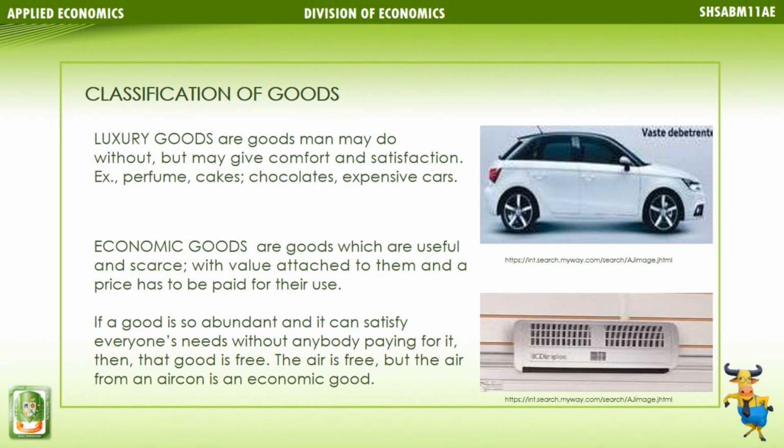Luxury goods are goods man may do without but may give comfort and satisfaction. Examples of this are the perfumes, cakes, chocolates, expensive cars. Economic goods are goods which are useful and scarce, with value attached to them, and the price has to be paid for their use. If a good is so abundant and it can satisfy everyone's needs without anybody paying for it, then that good is free. The air is free, but the air from an aircon is an economic good.